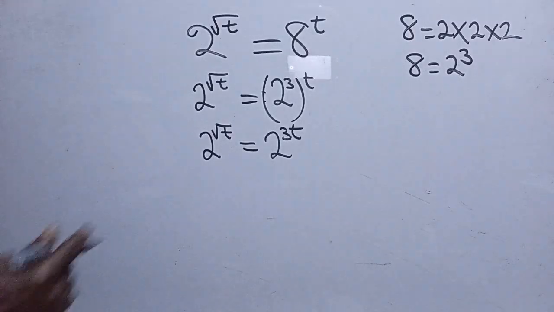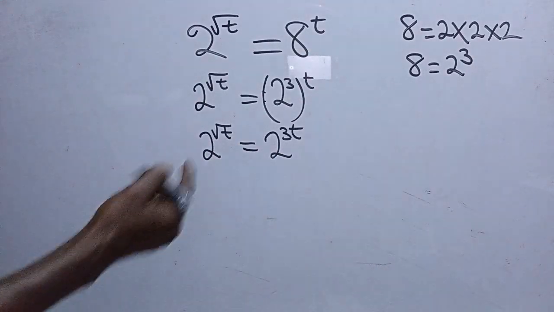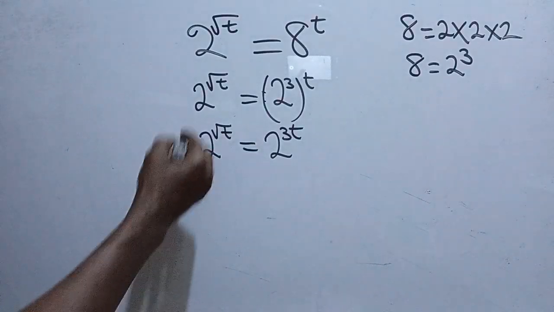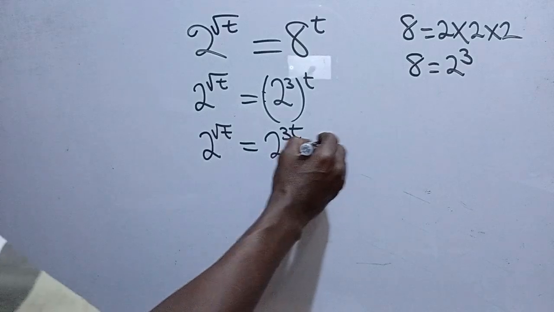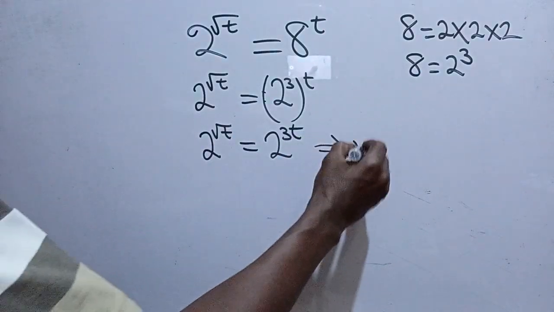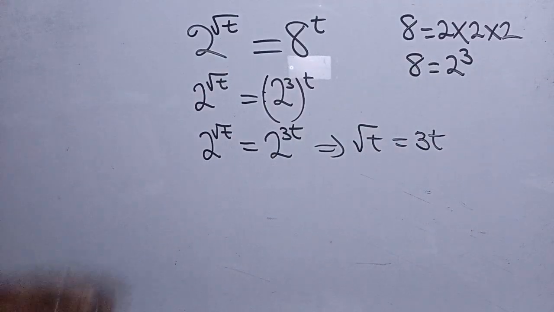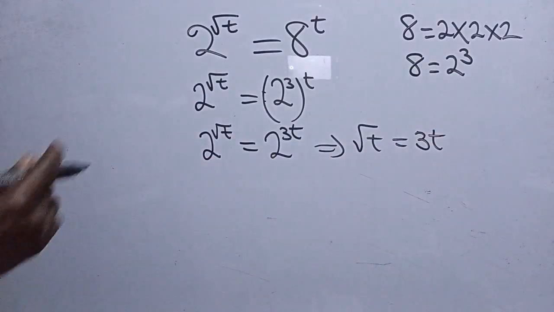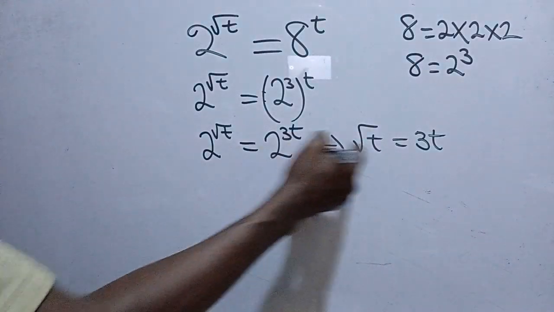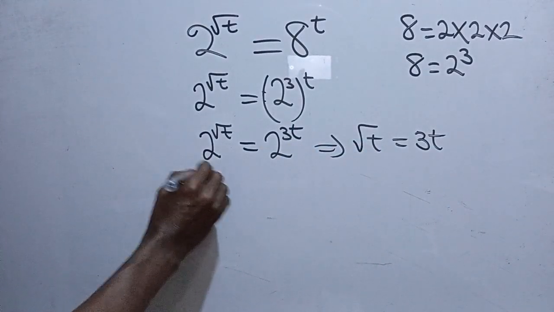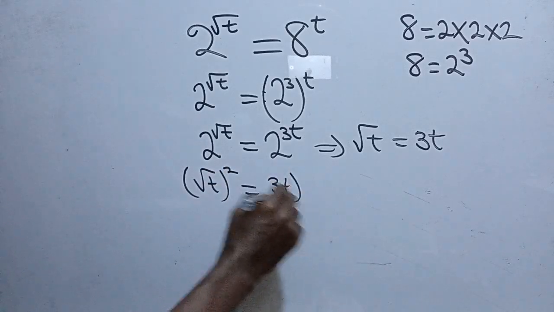Okay, now that you have this, you observe clearly that 2 is common as integers for this particular problem. So that means 2 and 2, since they are the same thing, their exponents will be the same as well. So this means that root t now is equal to 3t. And now to get the value of t, because we actually have to find t, you can square both sides. Squaring both sides, root t squared will be equal to 3t squared.